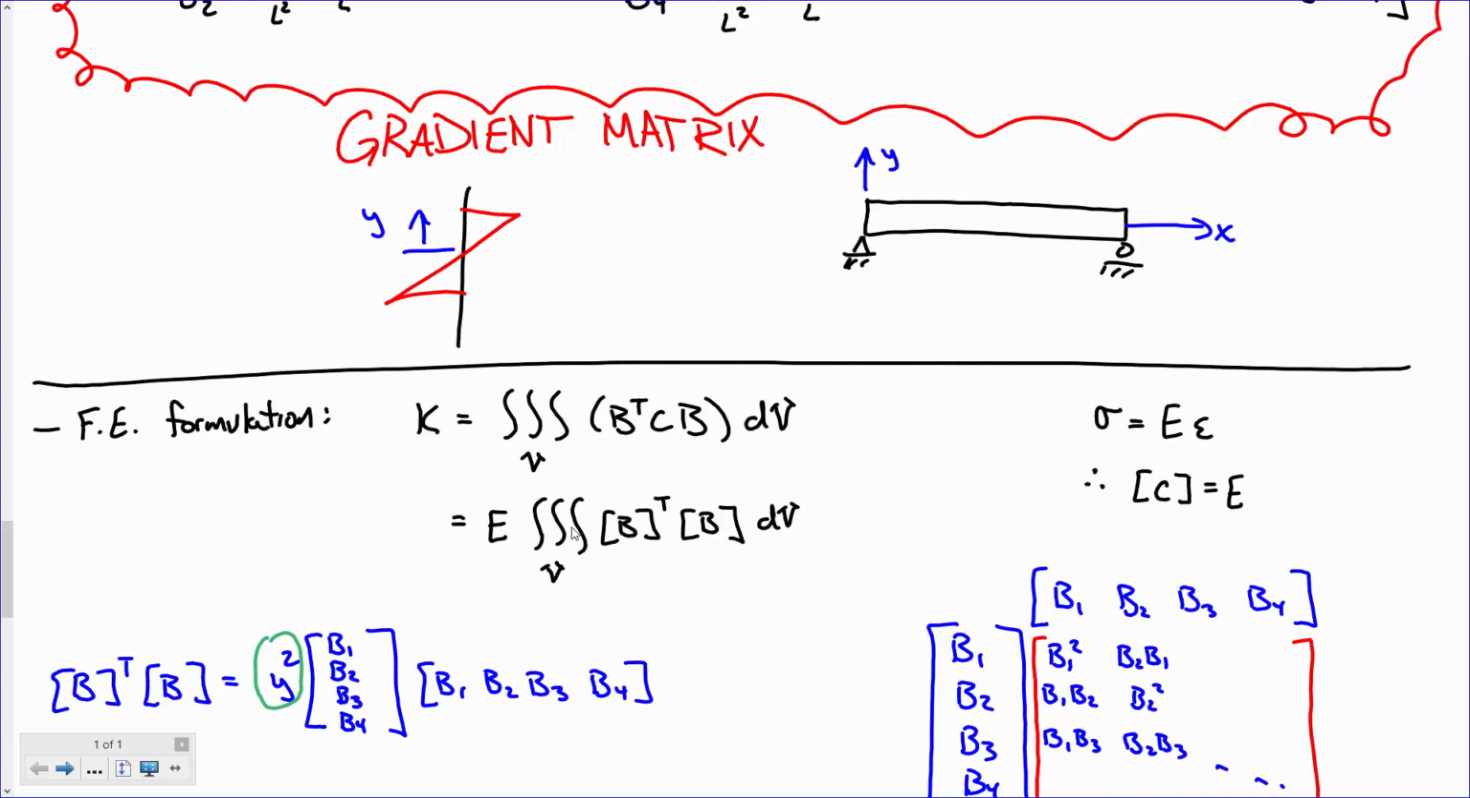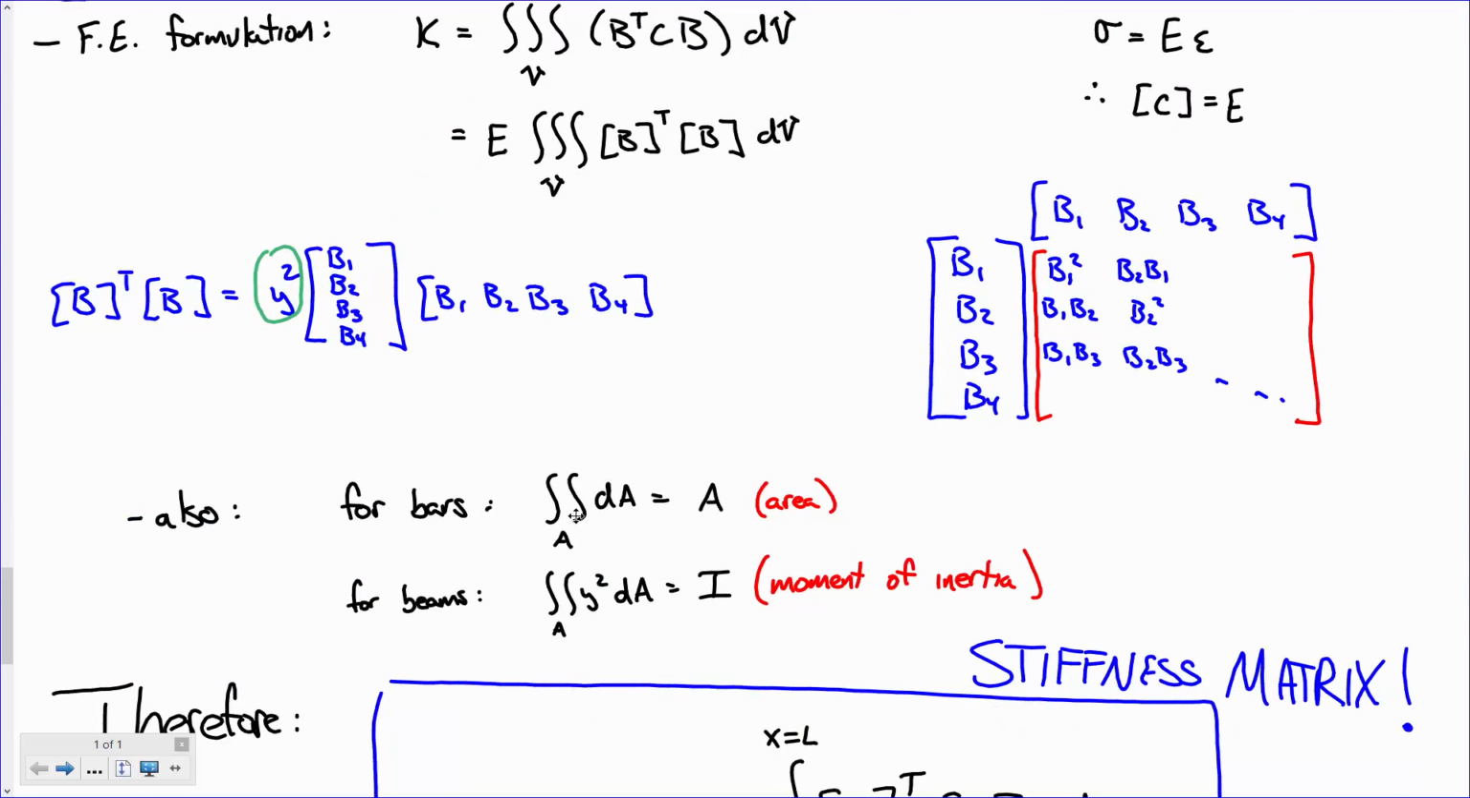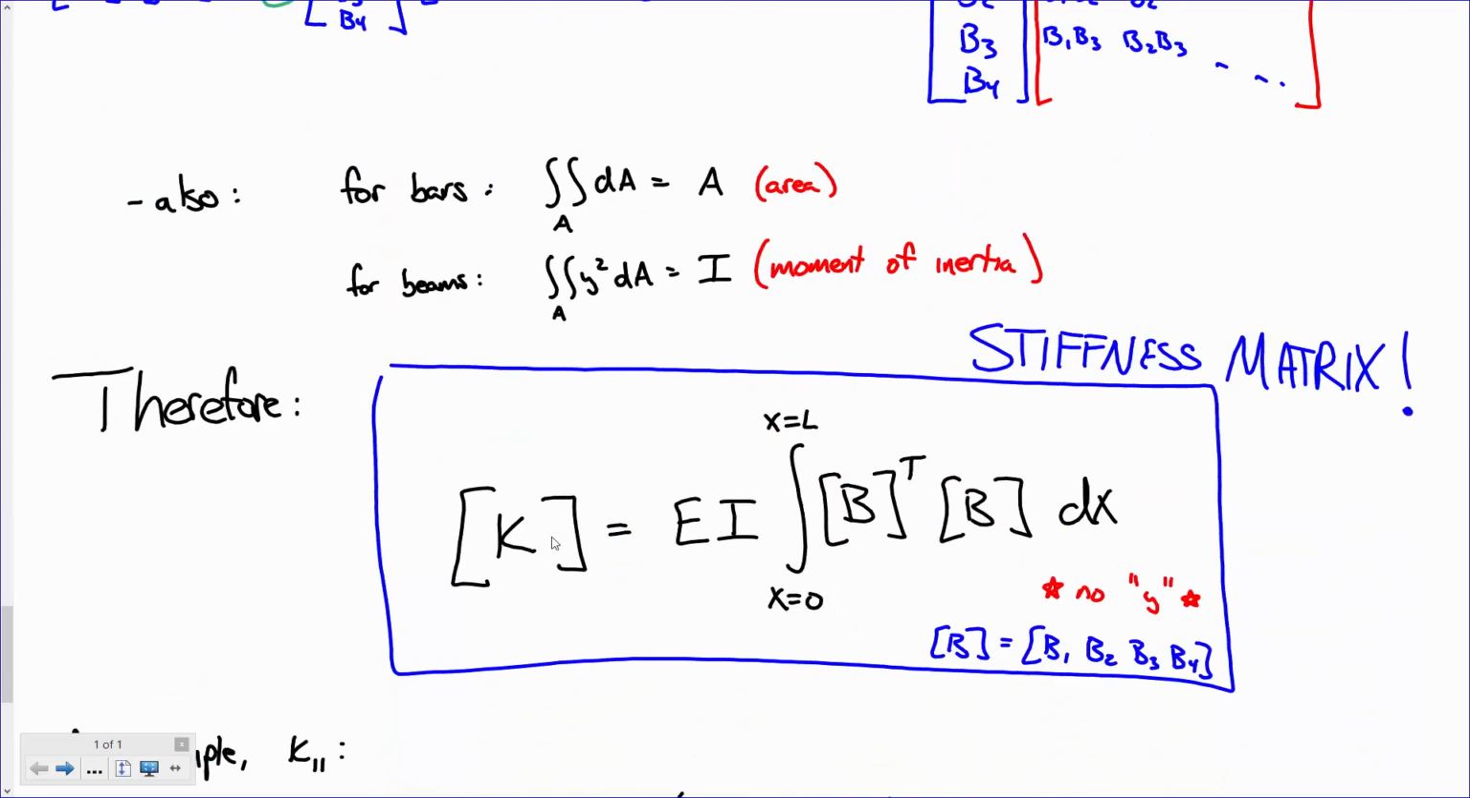And then if you look at B transpose times B, because of that y term, you're going to get a y squared. Okay? So if you look at this and split it up into not just volume integrals, but an area integral and then integrate that over the length, the area integral of y squared has a very special name. We call that a moment of inertia. So that, lo and behold, is our stiffness matrix for a beam.